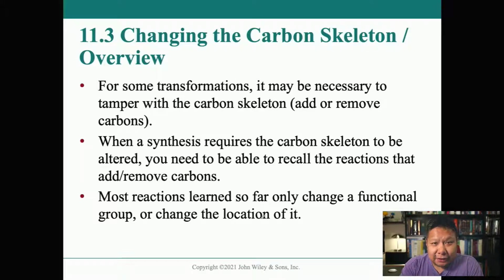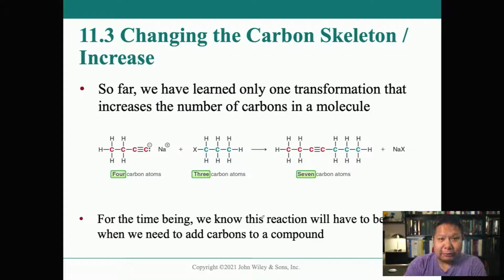Most reactions learned so far only change functional groups or change the location of it. We did have one, though, that would change the number of carbons. So far we've only learned one transformation that increases the number of carbons in a molecule.